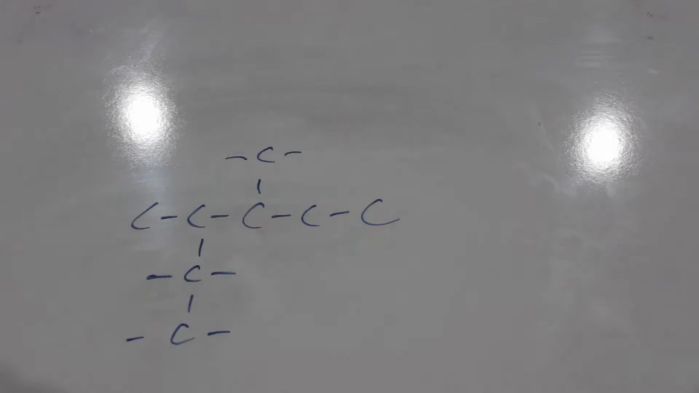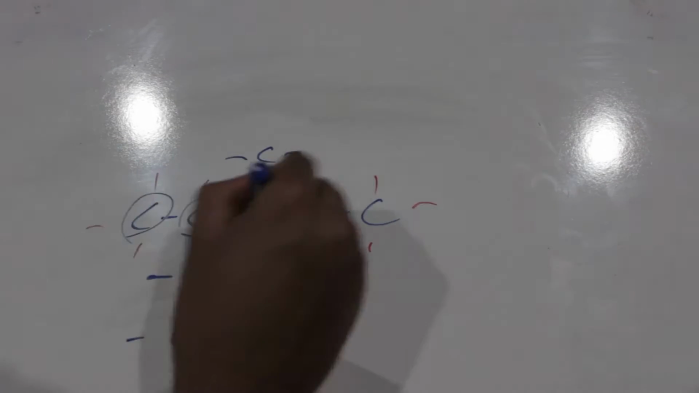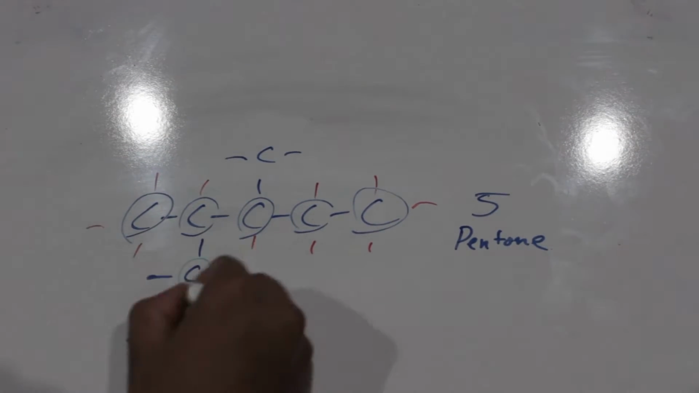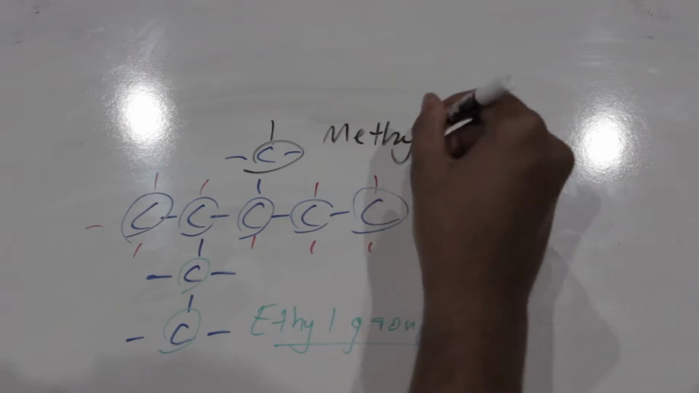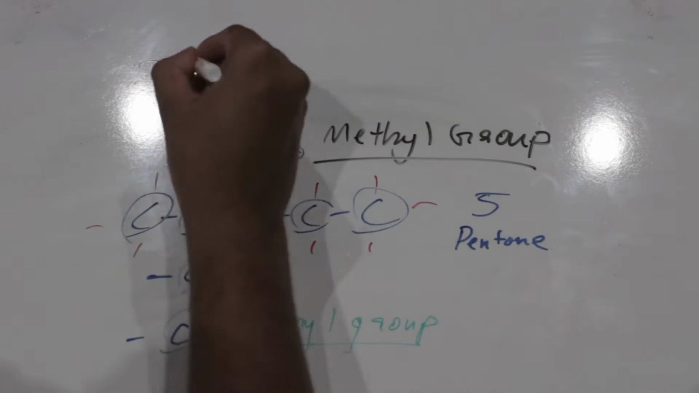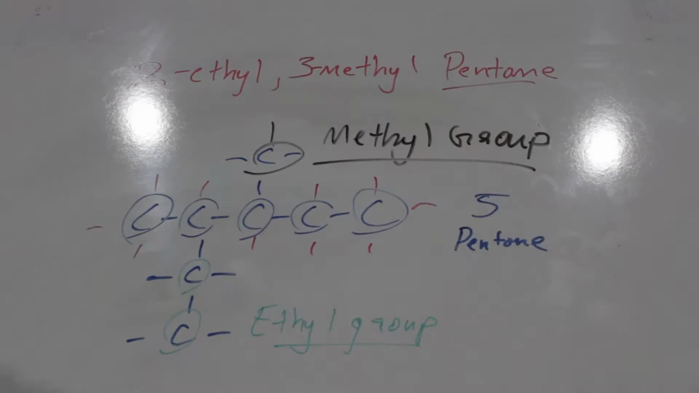Now you can try an example. Pause the video if you need to. In this case, the answer would be 2-ethyl-3-methylpentane, because the longest chain is 5 carbons long, and there's an ethyl group on the second carbon and a methyl group on the third carbon.